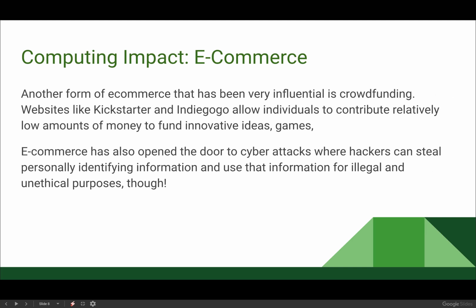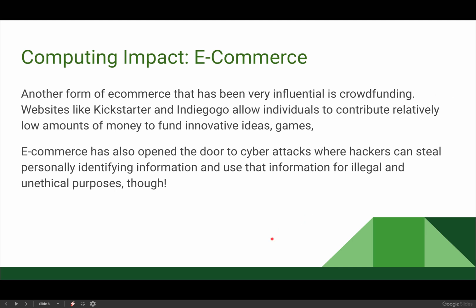Another huge form of e-commerce is crowdfunding. Websites like Kickstarter and Indiegogo allow people to contribute a relatively small amount of money to fund innovative ideas, games, or other projects that they think are worthy of their funds.